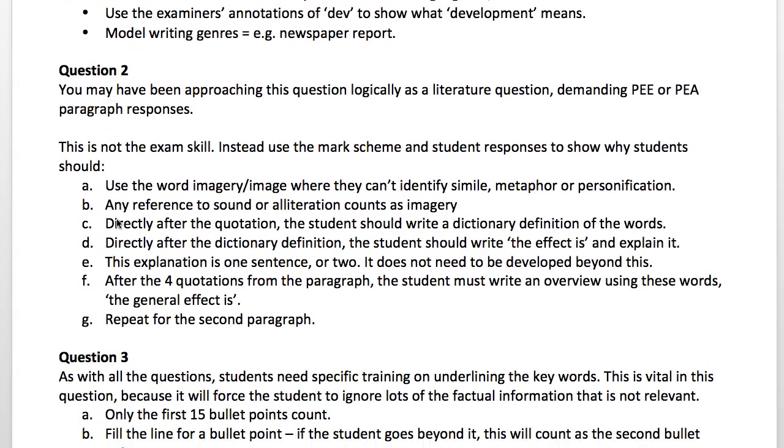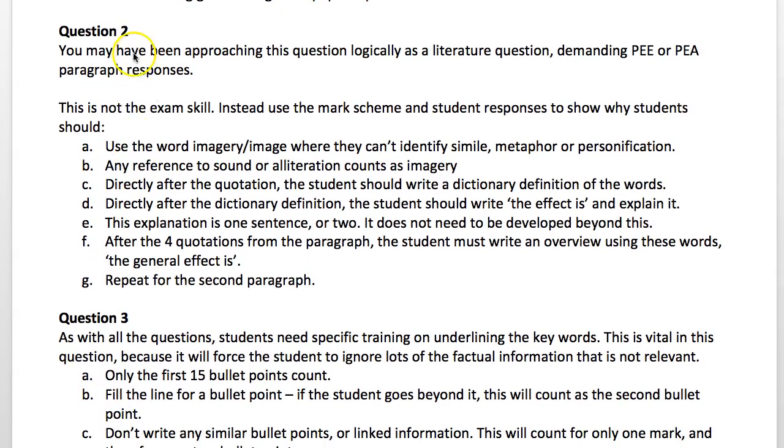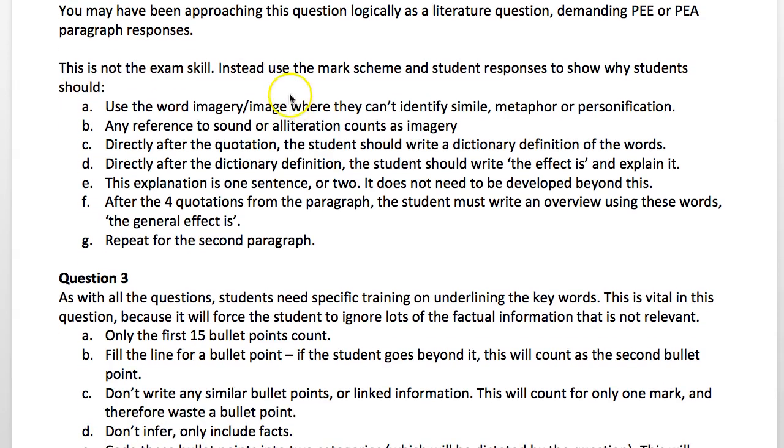Question 2. You may have been approaching this question logically as a literature question, looking for PEE paragraphs. But actually that's not what question 2 demands. The exam skill is quite different to that.